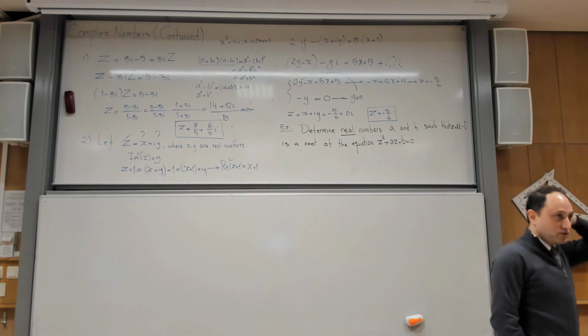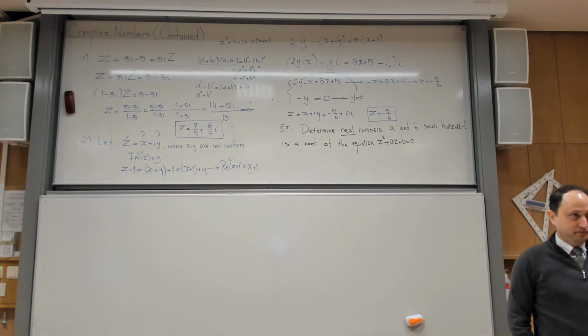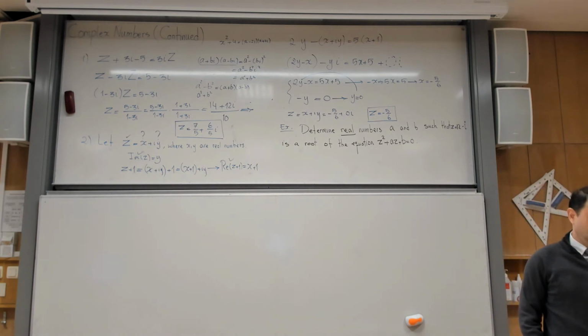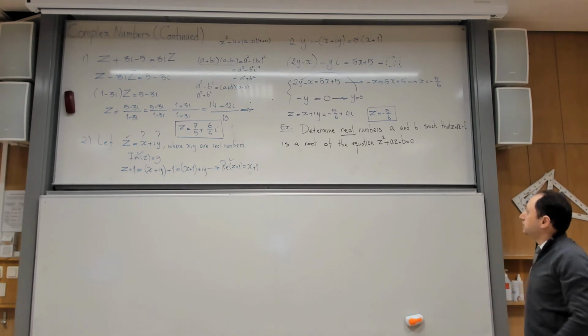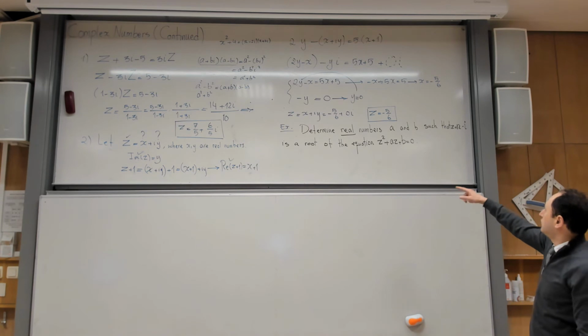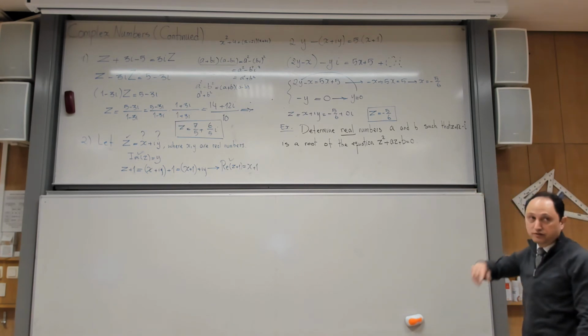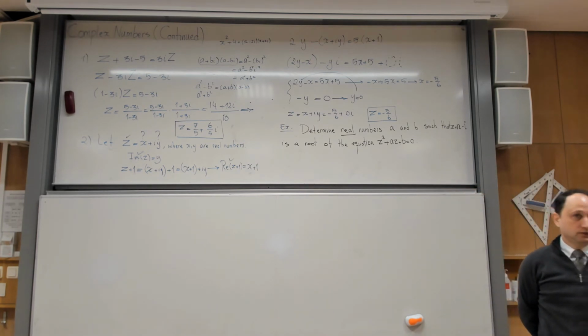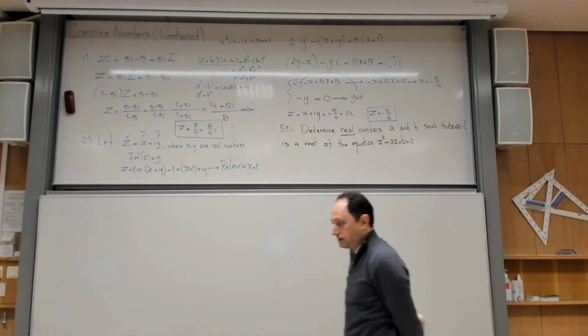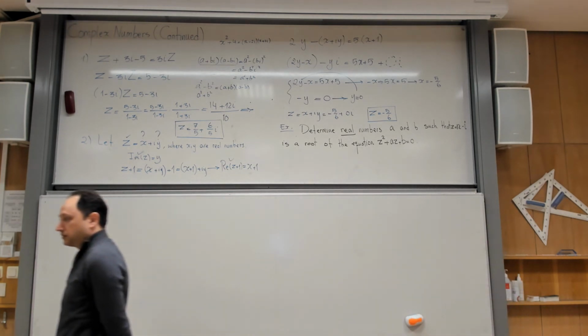What do you think about how to solve this problem? You want to find A and B so that when you solve that quadratic equation, one of the solutions turns out to be 12 minus I. So what should we do? How should we do that? How do you think about the problem?